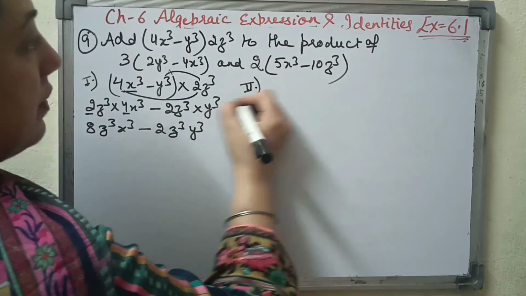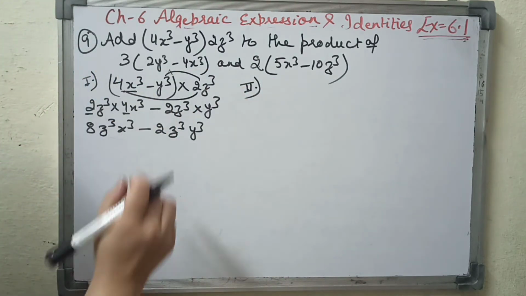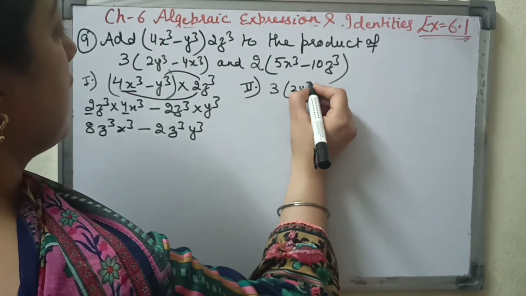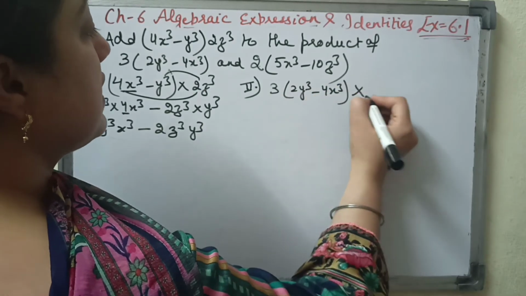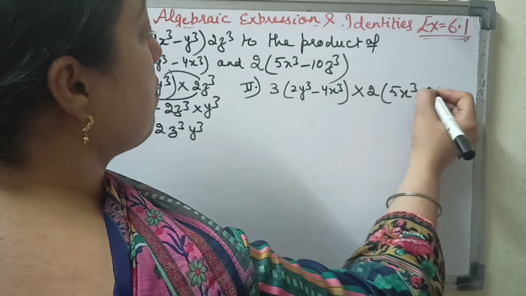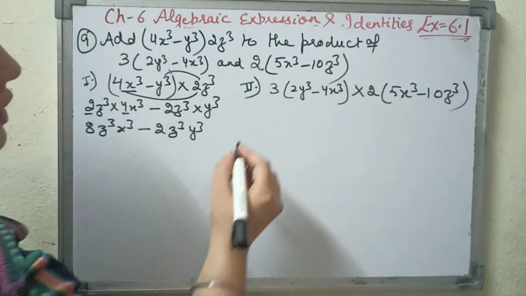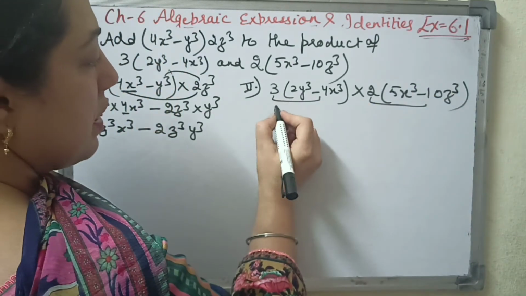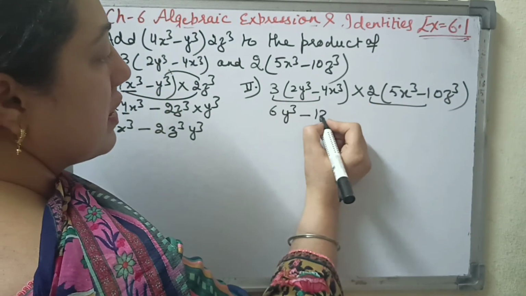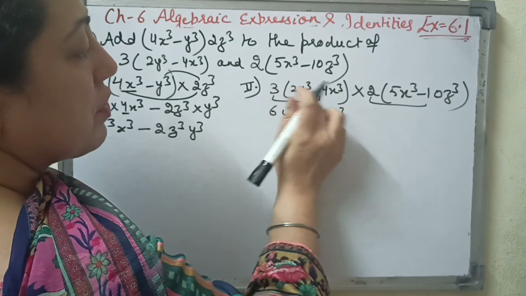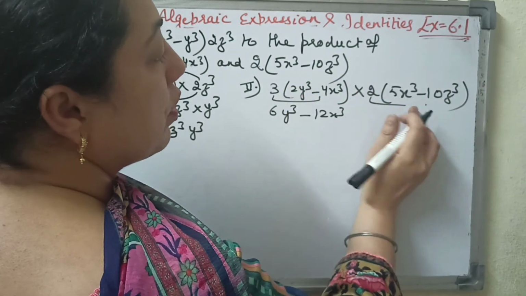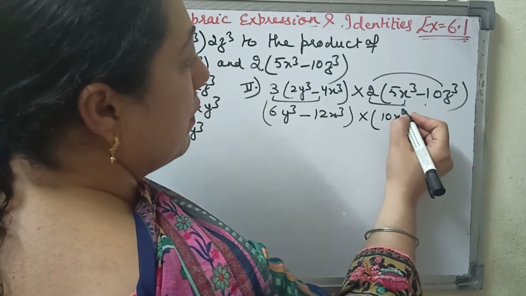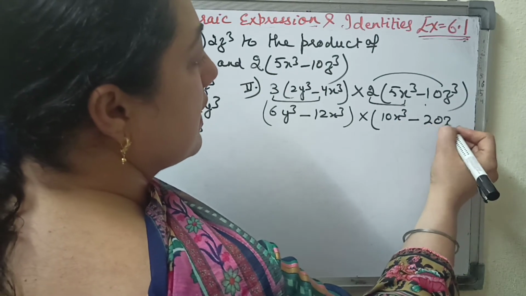Now take the second term, and the second term we will get after the multiplication of these two terms: 3 bracket 2y cube minus 4x cube multiplied by 2 bracket 5x cube minus 10z cube. First of all, I multiply 3 with this whole bracket and 2 with this whole bracket. 3 2s are 6y cube and 3 4s are 12x cube. Multiply 3 with both terms of this bracket. Again multiply 2 with both terms of the bracket. That is 2 5s are 10x cube and 2 10s are 20z cube.